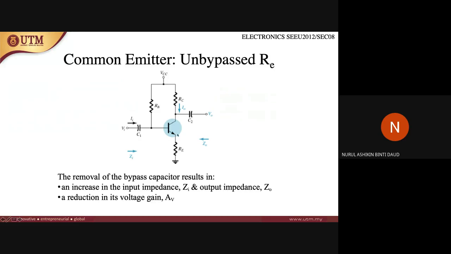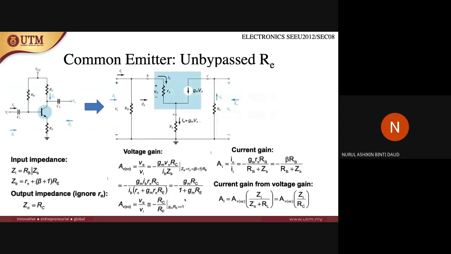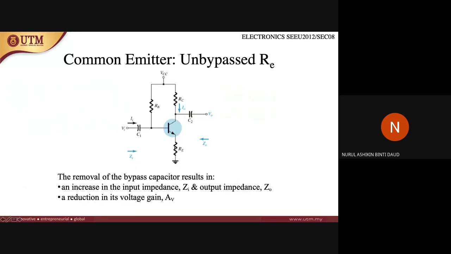Once you remove the capacitor here, what will happen? It will increase the input impedance ZI. It will affect the impedance at the input and also the output impedance ZO, and there will be a reduction in voltage gain. The voltage gain will reduce a little bit. So this is the unbypassed RE, which means RE is considered.